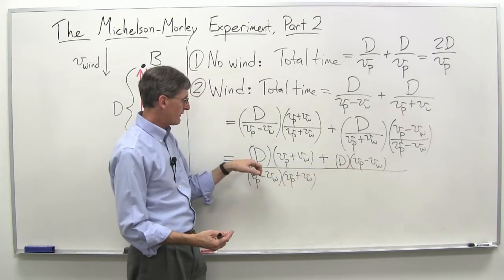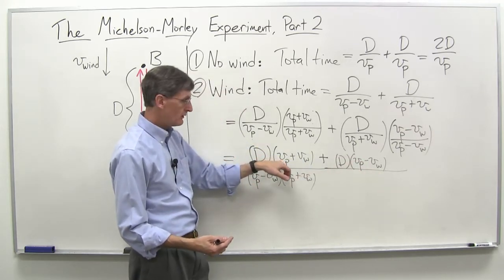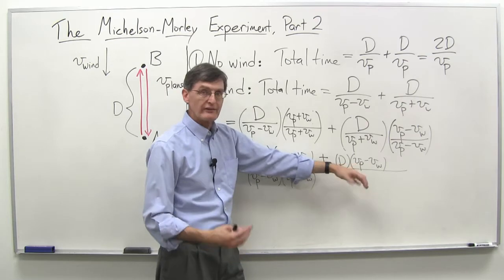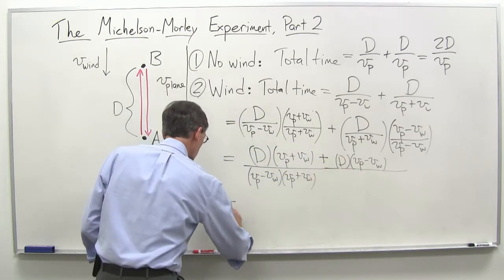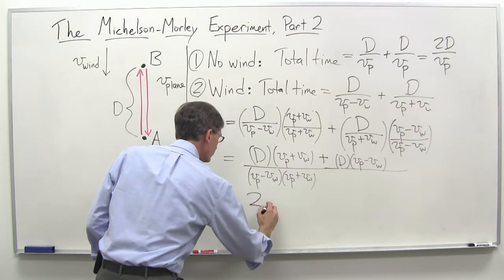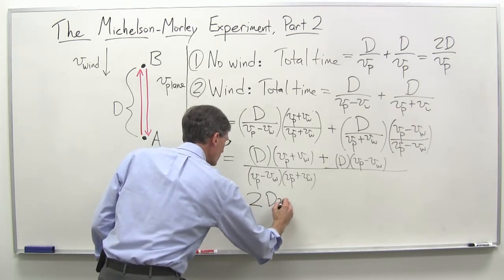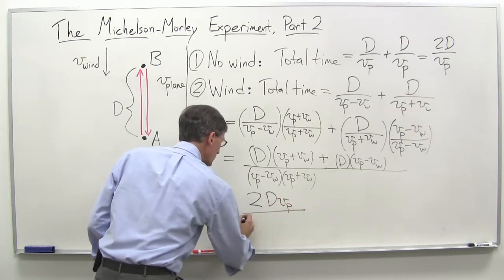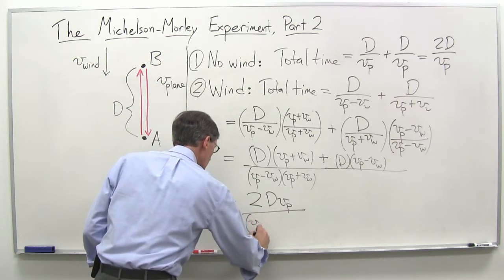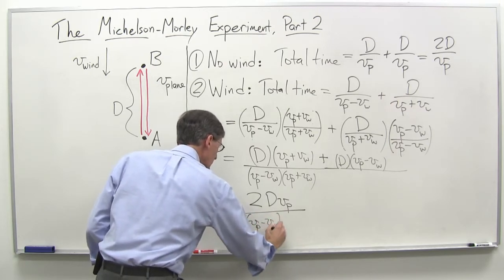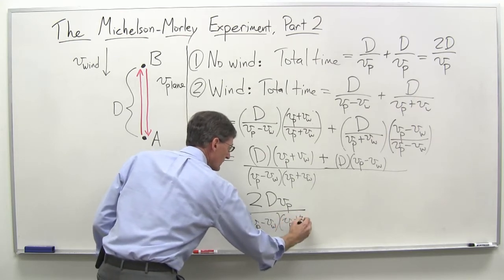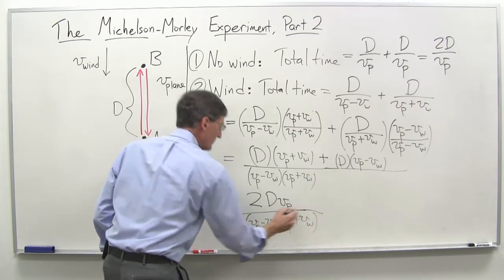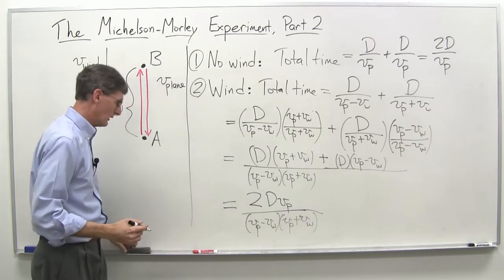And I'm going to be left with d times Vp here and d times Vp here. So that's two of them. So I can write this as, try to squeeze it in down here, 2 times d times Vp all over Vp minus Vw times Vp plus Vw. And we're going to bring it up here in a minute as well.